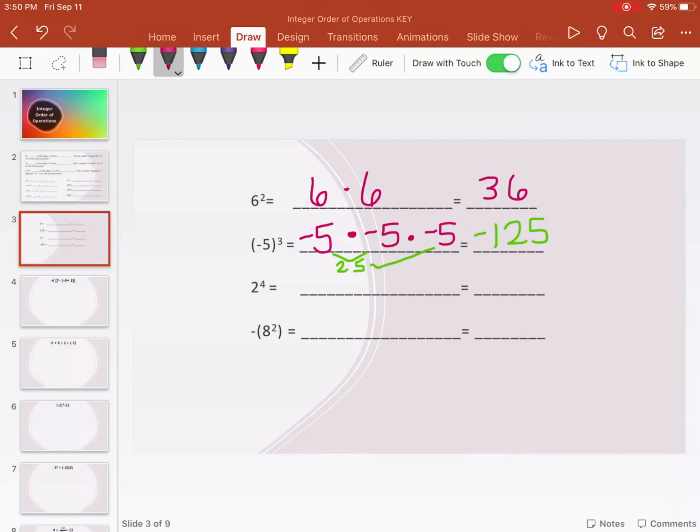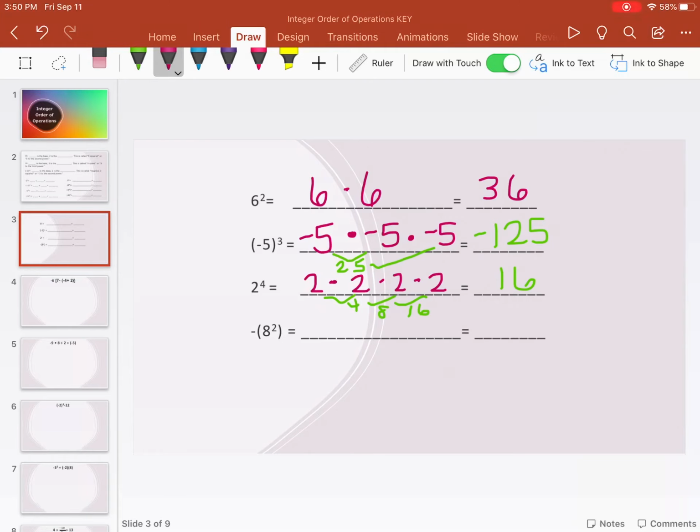Okay, next one, 2 to the 4th power. So 2 times 2 times 2 times 2. 2 times 2 is 4. 4 times 2 is 8. 8 times 2 is 16. So I get positive 16.